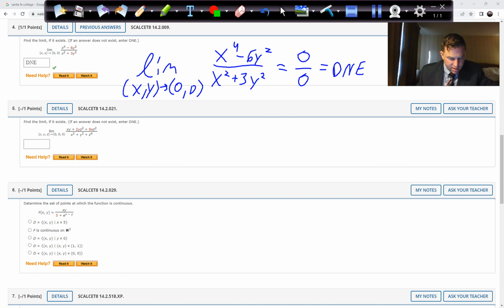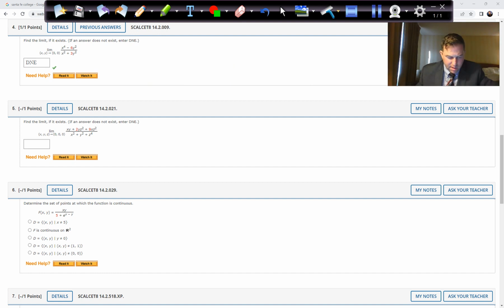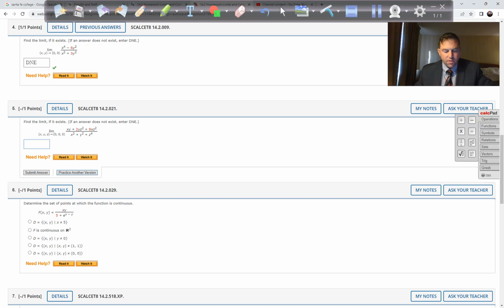Okay, now just looking at the next problem. It's x, y, and z. It's approaching the origin 0, 0, 0. So every letter is going to go to 0. Now if you look at that, every term has a letter in it, which means every term is going to go to 0, which means we're going to get divide by 0 again. So we're going to say does not exist.